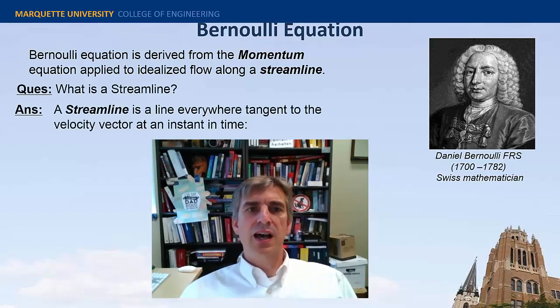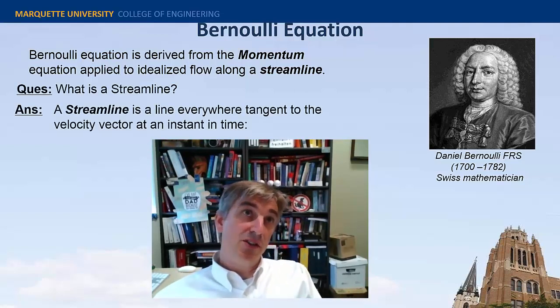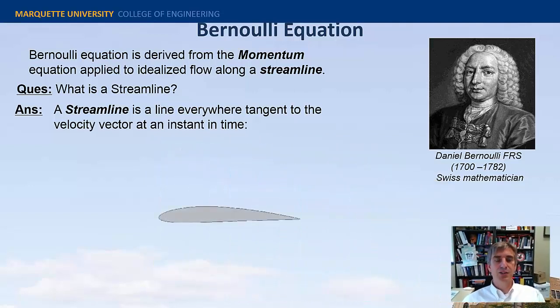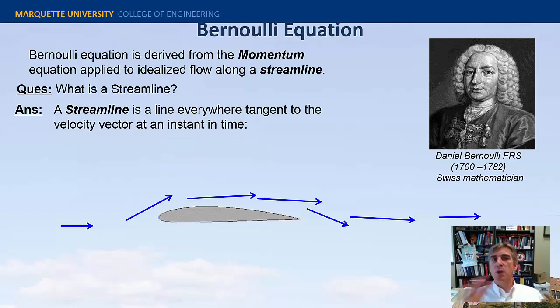So what's a streamline? A streamline is a line that is everywhere tangent to the local velocity vector field. That's a lot, so let's go over this. Imagine you have an airfoil and you've got flow going over the airfoil. I've drawn these velocity vectors, as you can see. If I draw a line everywhere tangent to those, it would look something like that. We call that the streamline.